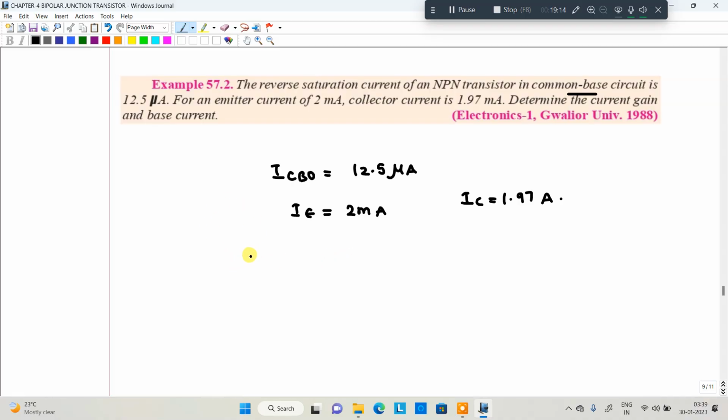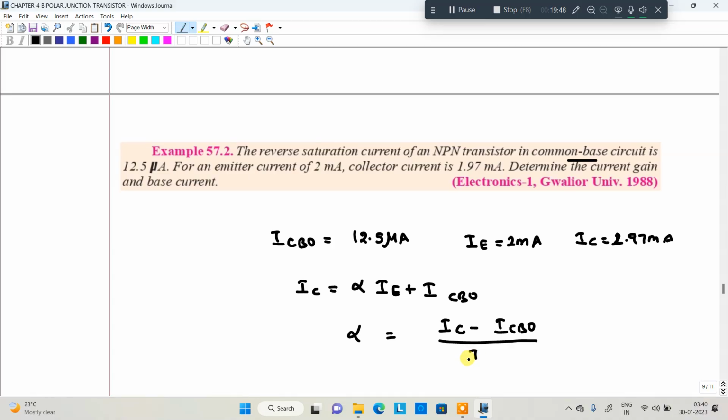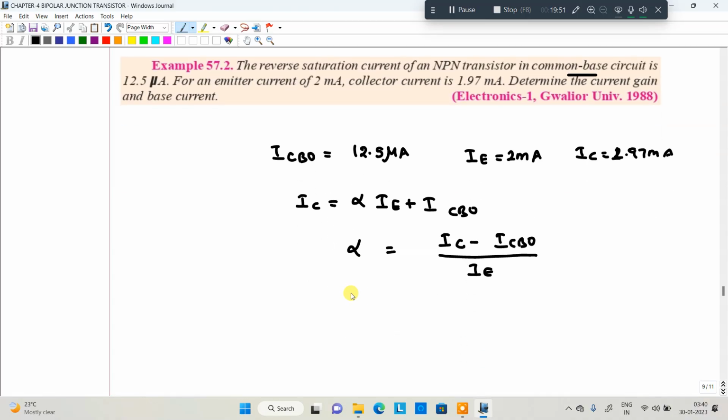Current gain is nothing but alpha. So alpha you need to find out. So how to find out alpha? IC is equal to alpha into IE plus ICBO. So from that, alpha is equal to IC minus ICBO divided by IE. So substitute all the parameters.